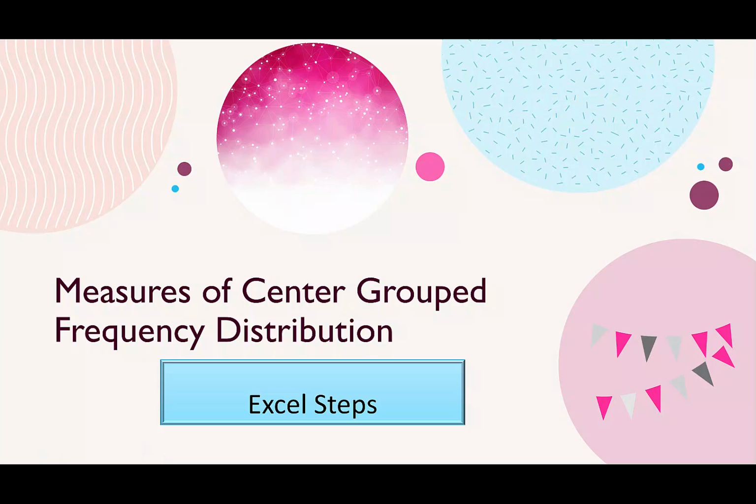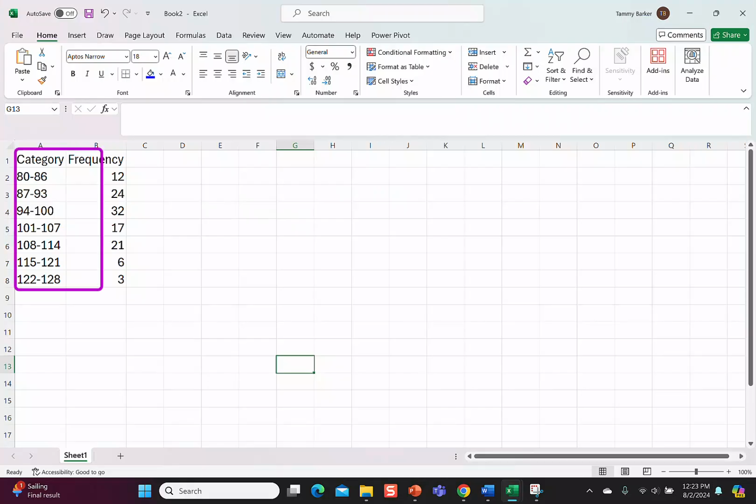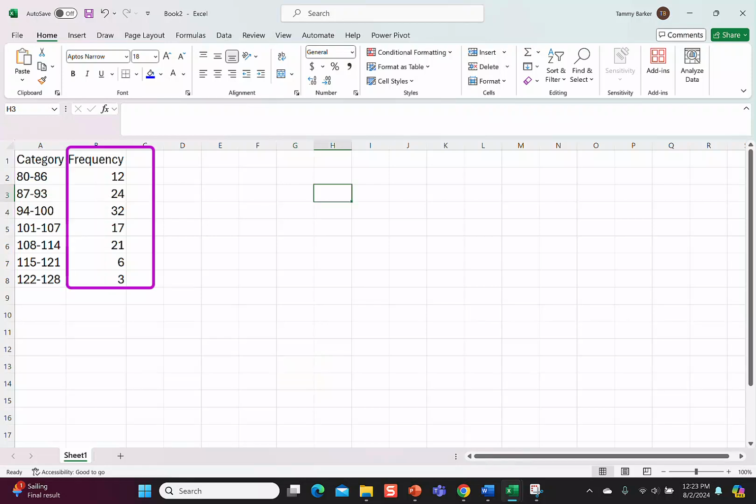Hi everybody, today we're going to look at measures of center for a grouped frequency distribution using Excel. Notice I have 7 categories of data and I have the frequencies given. We want to find the mean, median, and mode.